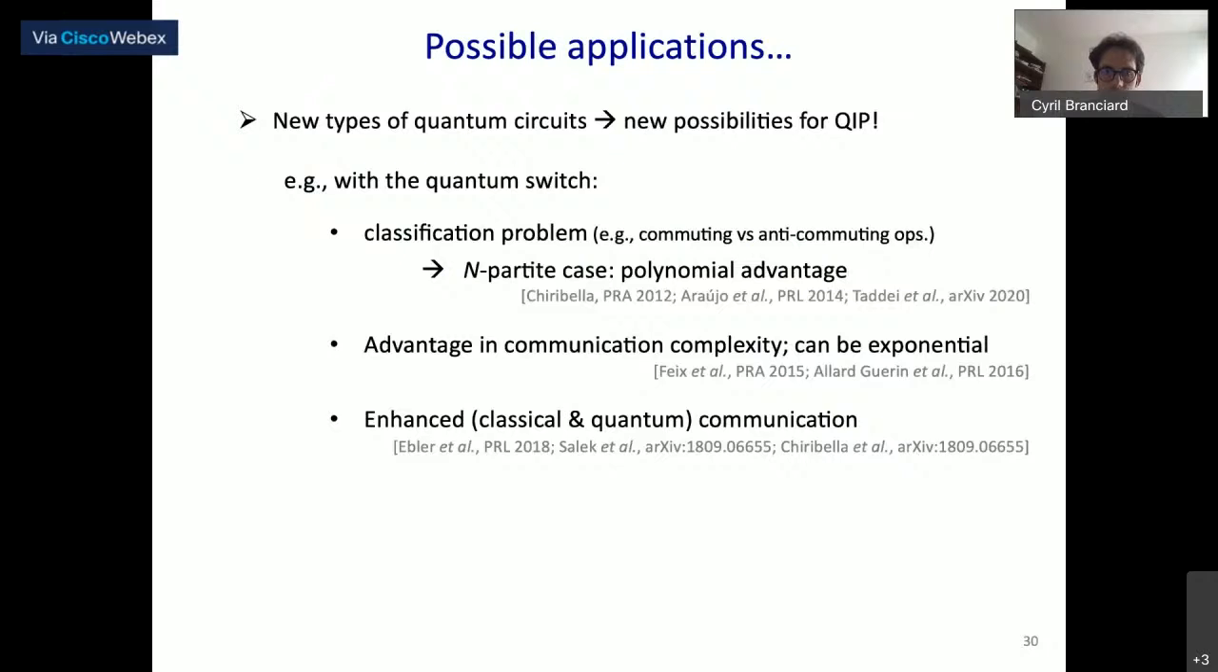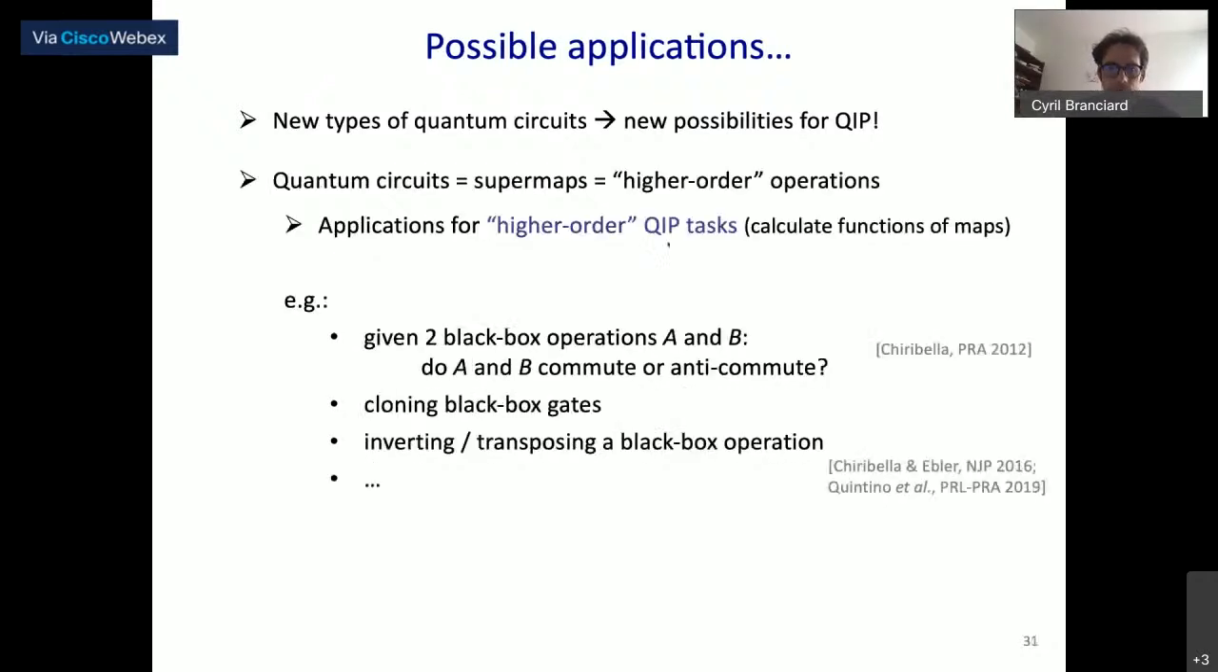I will go very quickly on the applications. As I was saying, the quantum switch, for instance, allows for new applications in quantum information processing, and the best known application may be to discriminate between commuting and anti-commuting operations. So we know that there are things that we can do with quantum circuits that go beyond the standard framework.